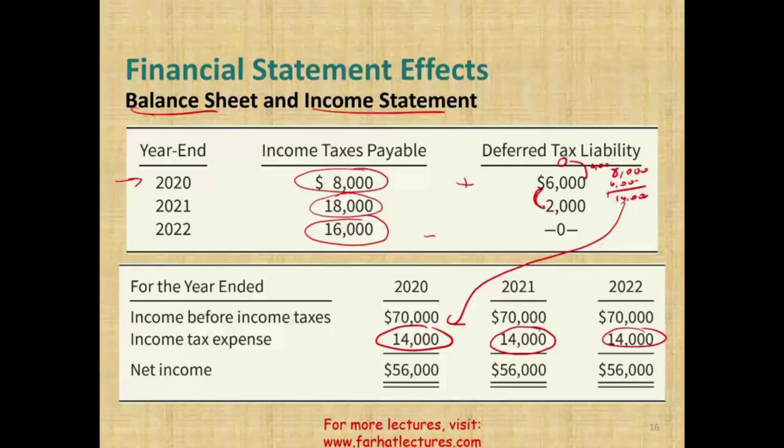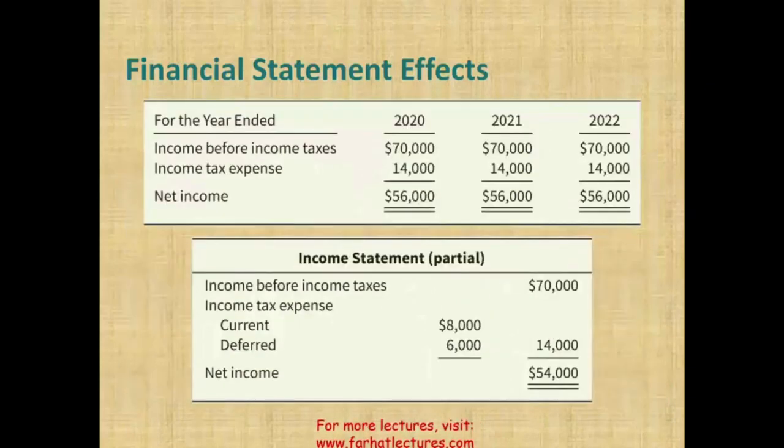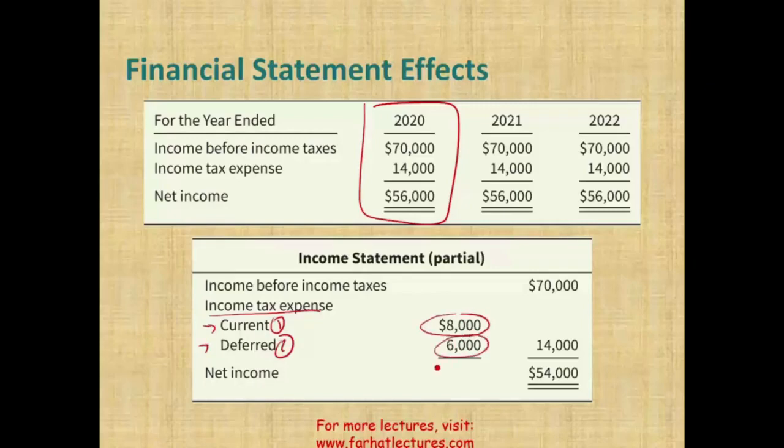So let me show you specifically how things will appear on the income statement. For example, for 2020, this is how you would show your income statement. On the income statement, income tax expense is composed of two components, current and deferred. The current portion is 8,000, the deferred portion is 6,000. Okay, and I had to pay in total 14,000.